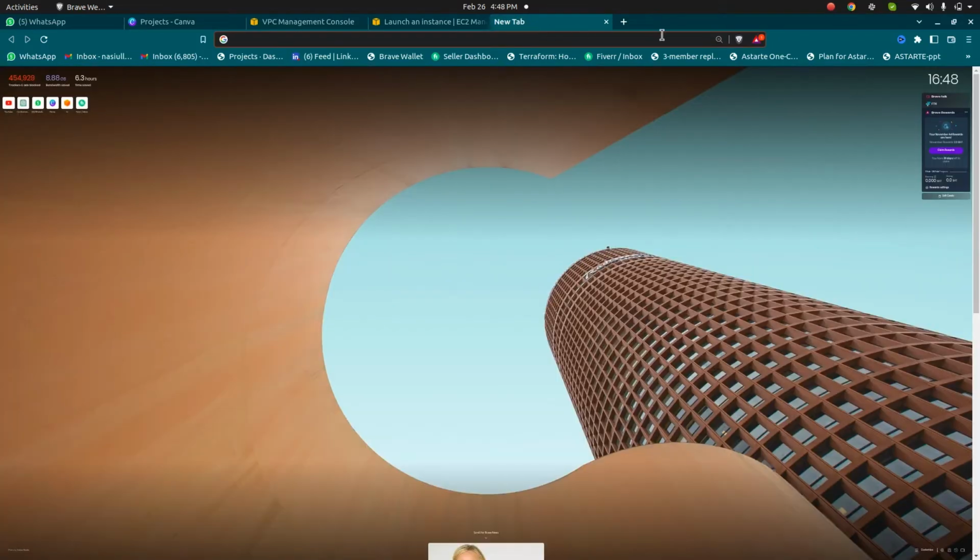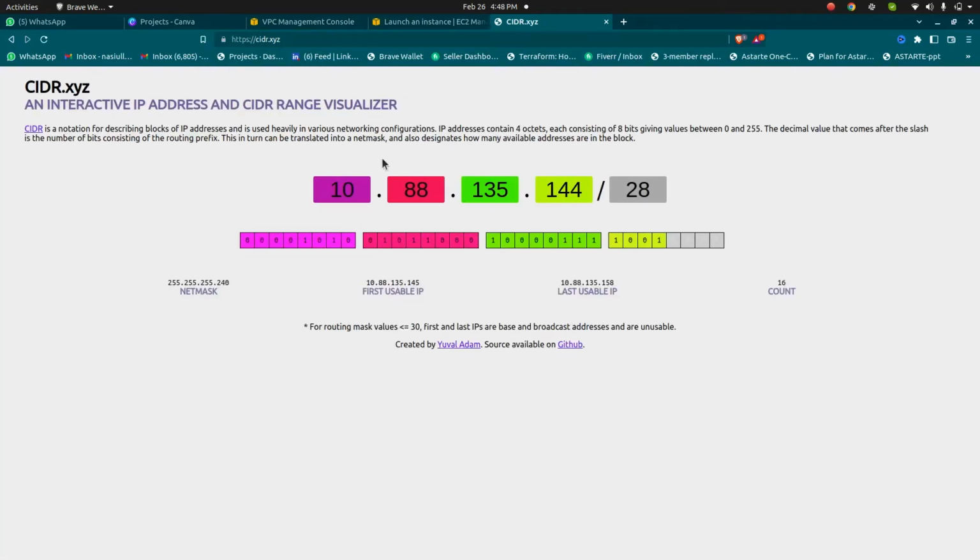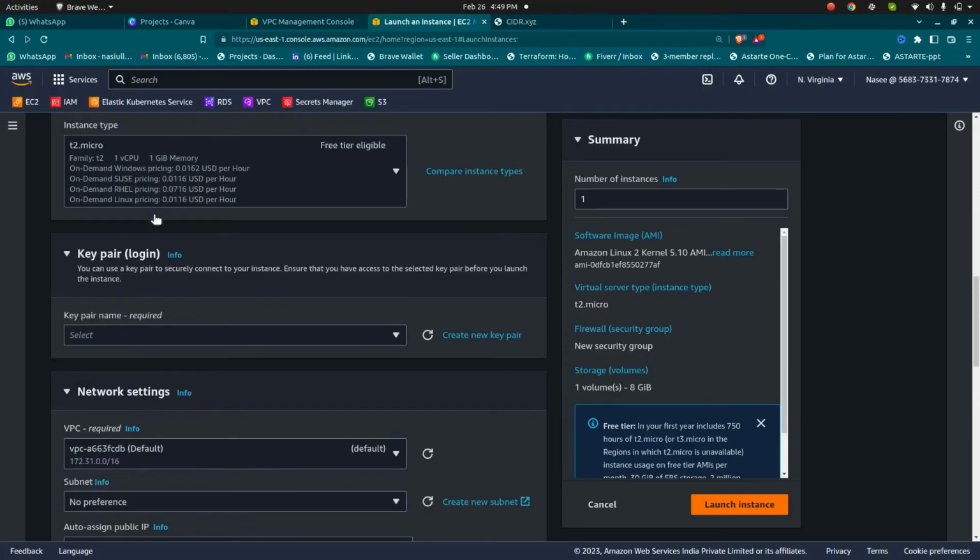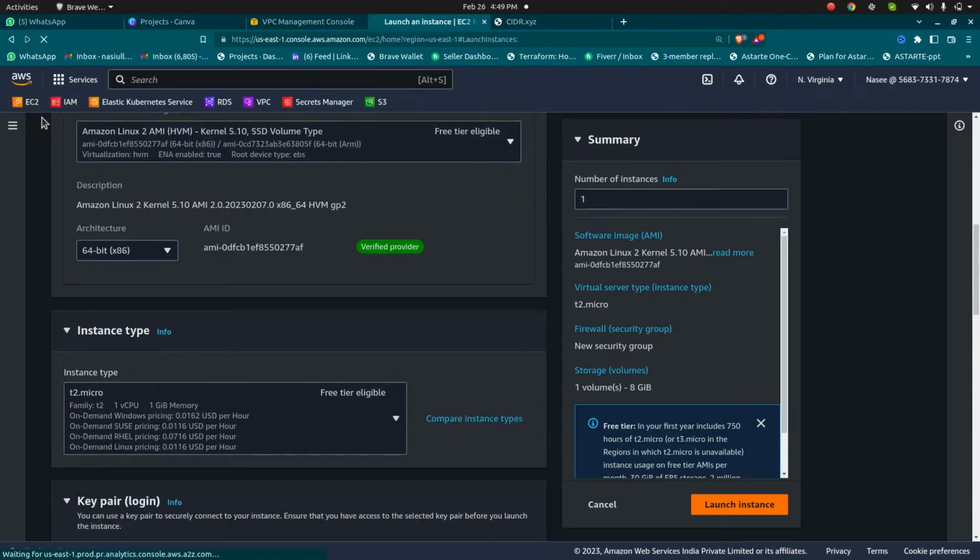To understand this, we have a good website created by someone. If I do cidr.xyz, this is the website which will help you understand how many IPs you are going to get. If I do 10.0.0.0/24, it's going to say that we get 256 IPs in this range. So this slash 24 means we are going to get 256 IPs. If I change it to slash 16, I get 65,536 IPs.